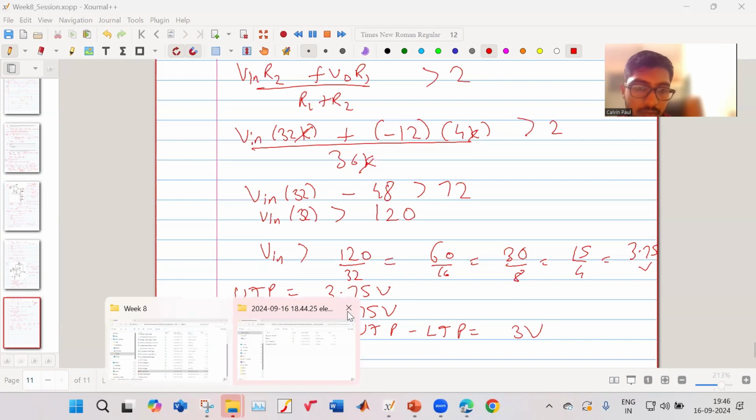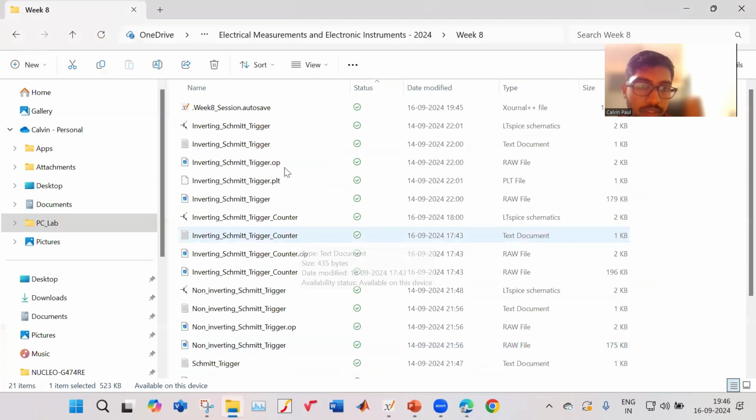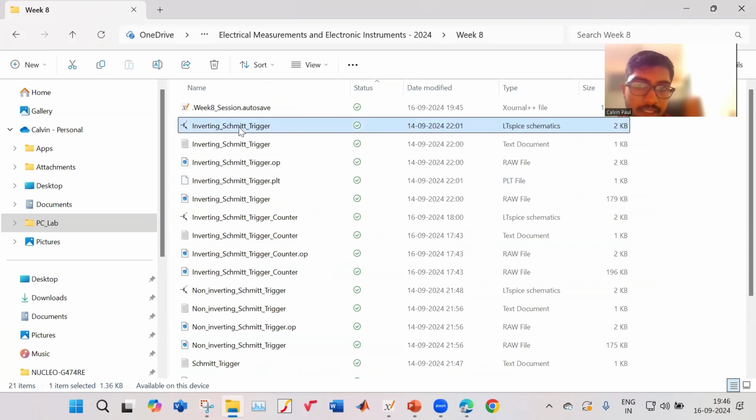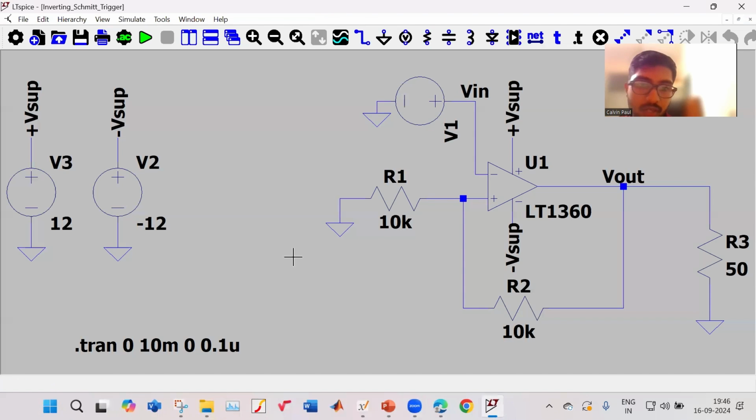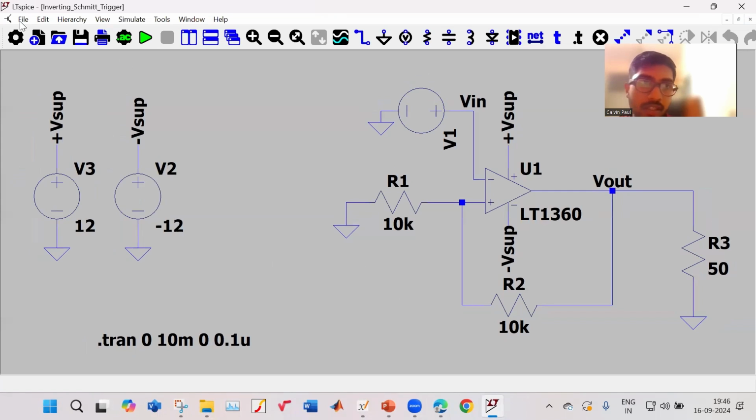Let me open there's an LTSpice model which I made. LTSpice is a free software which we can use to simulate our circuits. This is the newest version which I downloaded recently, so it looks a bit better than the old LTSpice versions. It is a very popular software, provided by Analog Devices.